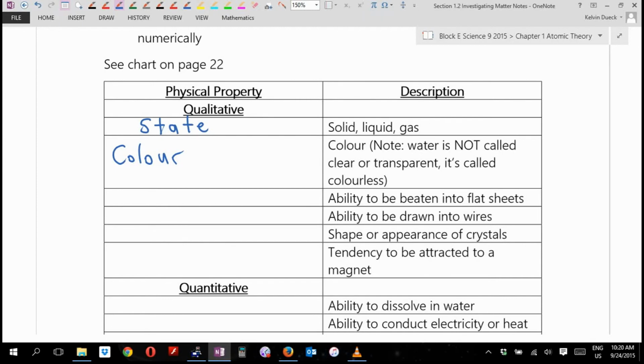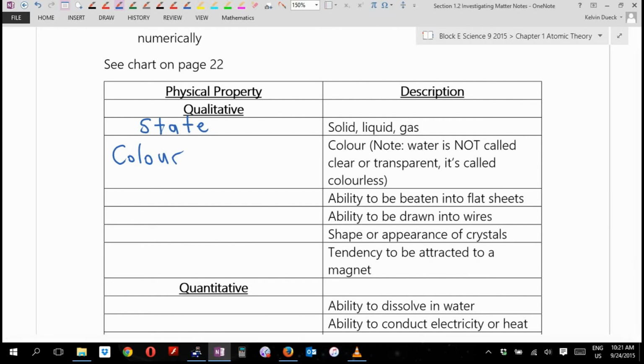By the way, water is not called clear or transparent. It's called colorless because something like Coca-Cola, which is brown, is also transparent because if you hold it up, you can see through it. So just to let you know the difference, if you say something is transparent and what you really meant is has no color, I don't think it's quite what you meant.